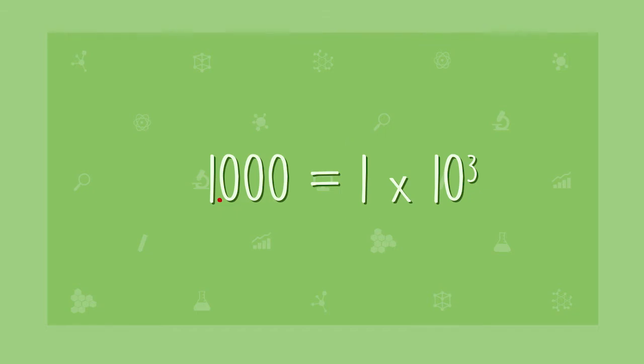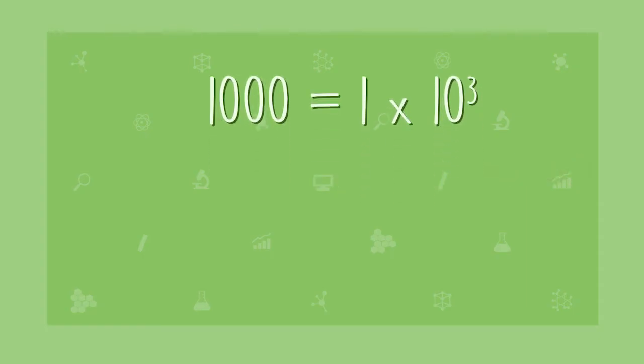Now this number is always multiplied by 10 to the power of something, and because we've moved the decimal point 1, 2, 3 places back, this number, called the power or exponent, is 3. Some of you might already know that a power or exponent of 3 above the number 10 means 10 multiplied by itself 3 times, so 10 times 10 times 10.